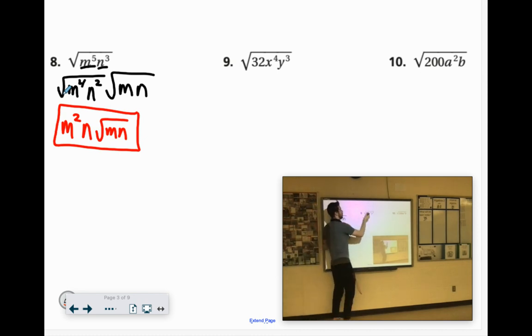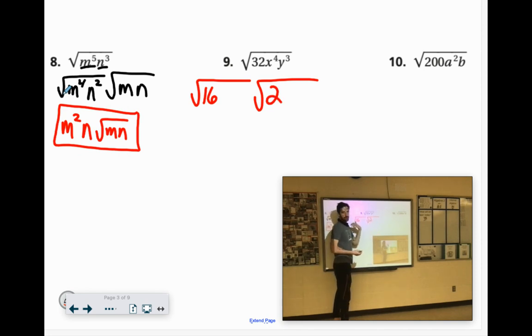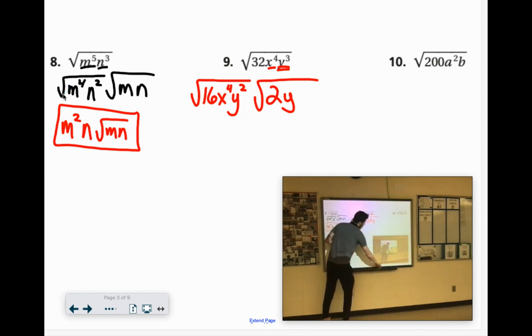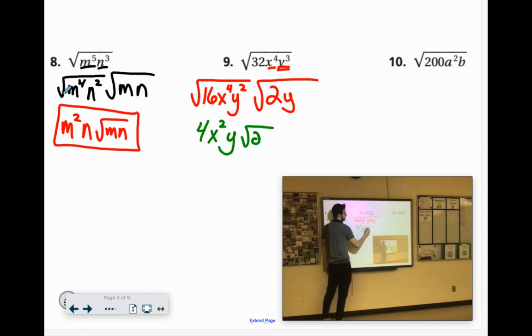All right, now we're going to throw a number in front of it. 32 is 16 times 2. So with the 16, I'm going to put all my perfect stuff. So x to the fourth, that's fine. Y to the third, no dice. So we can put y squared there, and y to the first goes in the leftovers. Square root of 16 is 4. Square root of x to the fourth is x to the second. And y to the first. Root 2y.